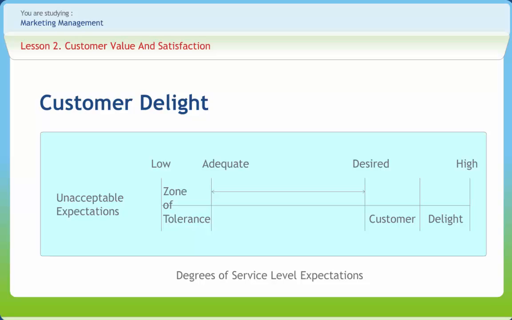This concept can be explained in terms of zone of tolerance, which is the level of performance which a customer expects. Service should be at least adequate. Anything below this level is unacceptable. Conversely, if the organization can provide a degree of service that is above the desired level, this will result in customer delight and typically ensure that the customers will return again and again.